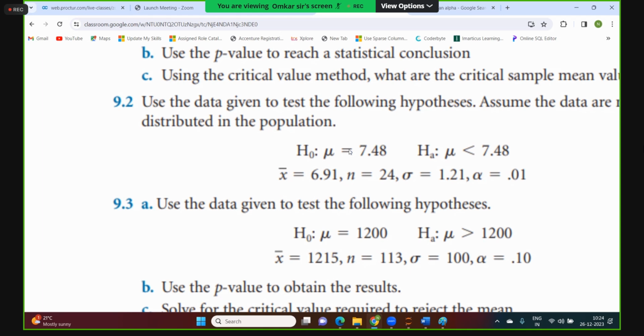Whenever you see less than or greater than, it is a one-tail test. Not equal to means either greater than or less than, that is called two-tail. Not equal to means there are two possible conditions: it can be greater than or less than. But here you are definitely seeing a less than, so it is one-tail. So reject or not reject? The process is the same.